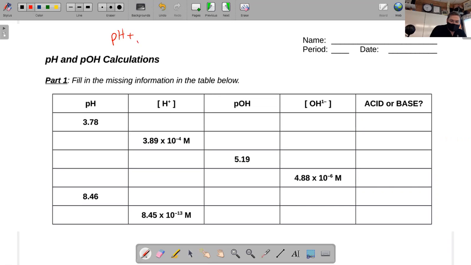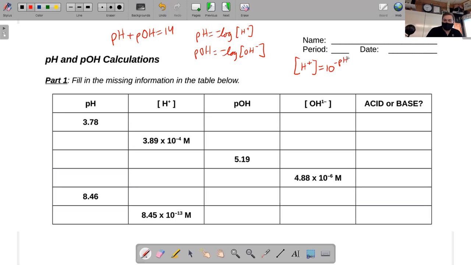So things that are true, pH plus pOH is always equal to 14. And then other things is that pH is equal to the negative log of the hydrogen concentration. pOH is equal to the negative log of the hydroxide concentration. And then you can get from pH to hydroxide concentration and hydrogen concentration like this. Hydrogen concentration is equal to 10 to the negative of whatever the pH value is. And also the hydroxide concentration is equal to 10 to the negative pOH.